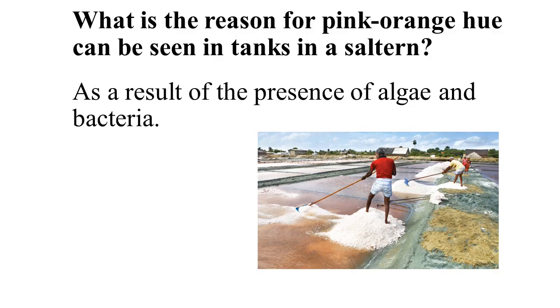Okay, let's move on to the next question. What is the reason behind the pink-orange color in tanks in a saltern? Okay, let's see what happens there. The reason for this pink-orange color in tanks is mainly algae and bacteria. Basically, two types of algae and bacteria, called Dunaliella salina and halobacteria, cause this color.